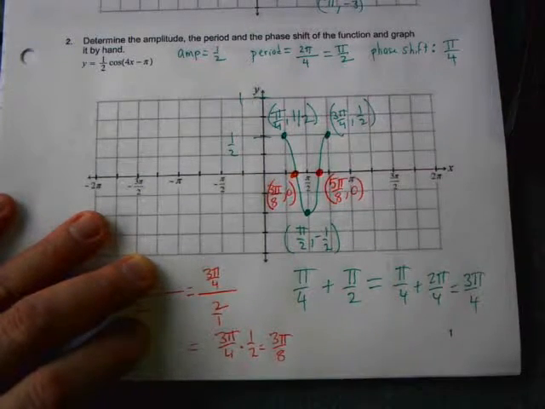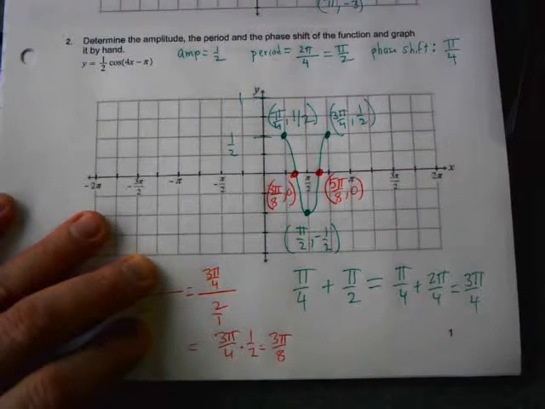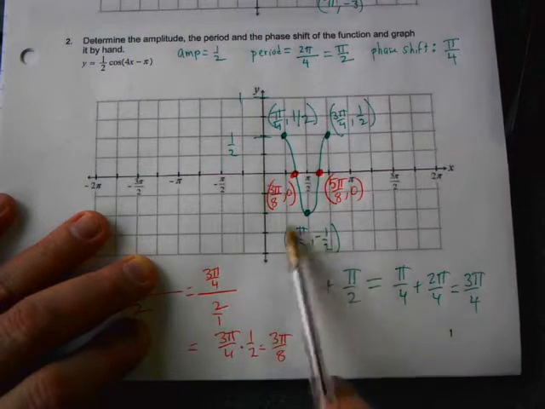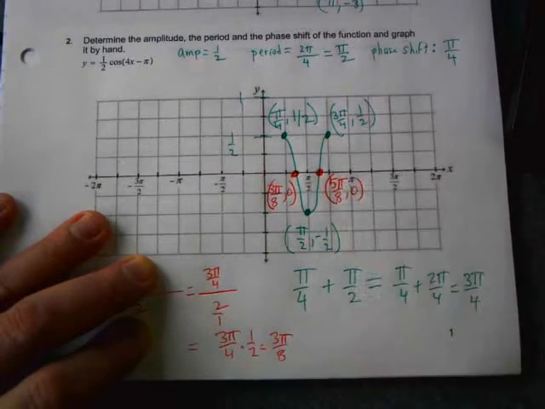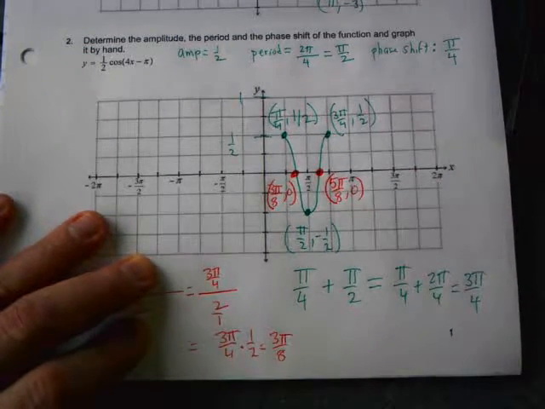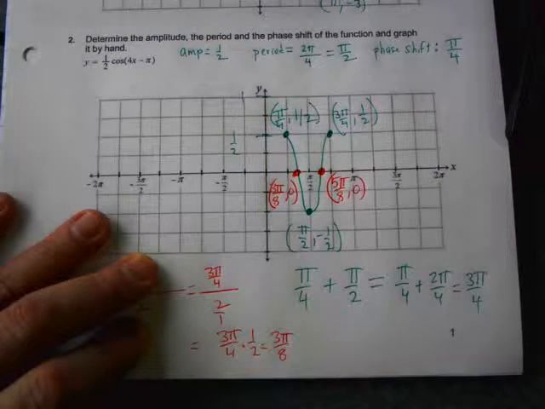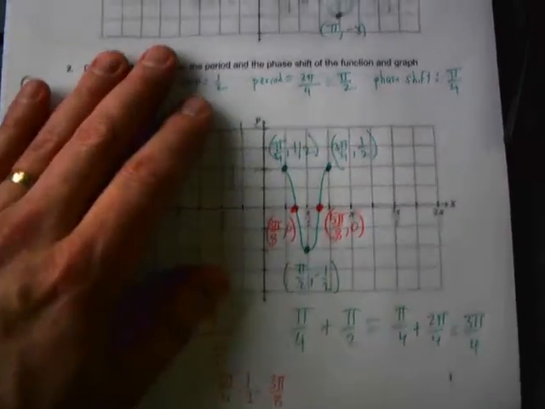So you can just count 2 pi over 8, 3 pi over 8, 4 pi over 8, 5 pi over 8. Or the other way to do it would be to take pi over 2 and add another pi over 8. Questions on that one? Can you use the same thing for sine? You can use the exact same thing for sine.